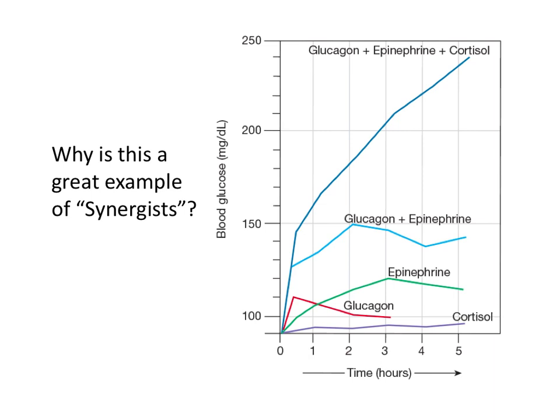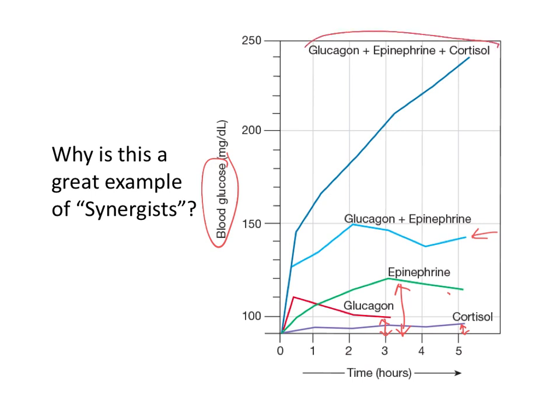Love this picture for showing synergist. Cortisol is going to elevate your blood glucose just a little bitty bit. Glucagon is going to elevate your blood sugar levels just a little bit. Epinephrine is going to elevate your blood sugar levels a little bit more. If you put two of them together, you get a somewhat increased level of blood sugar.